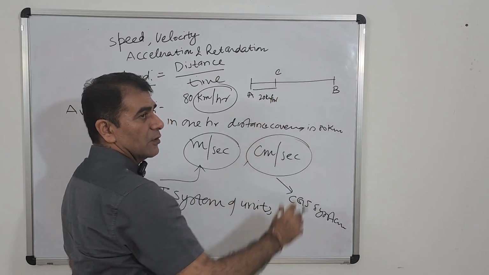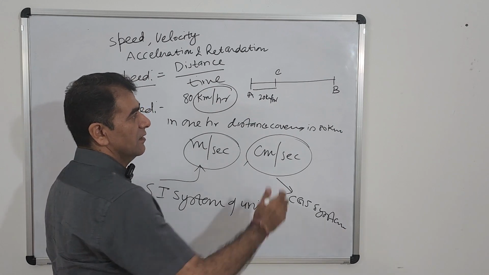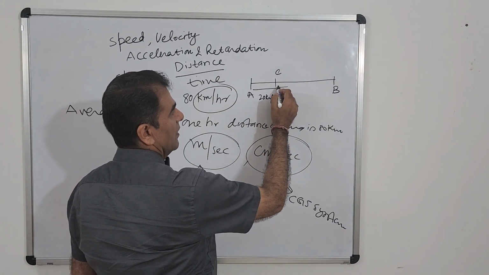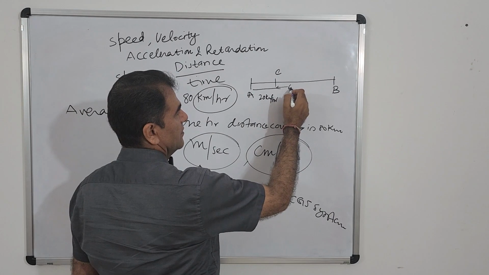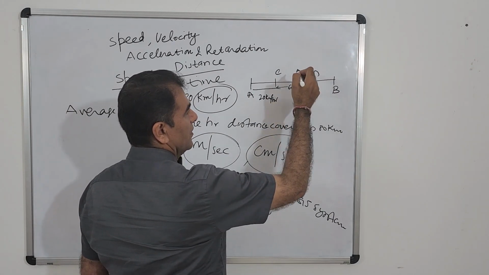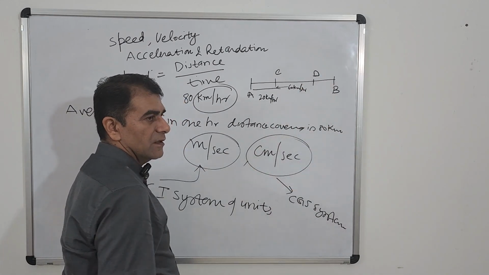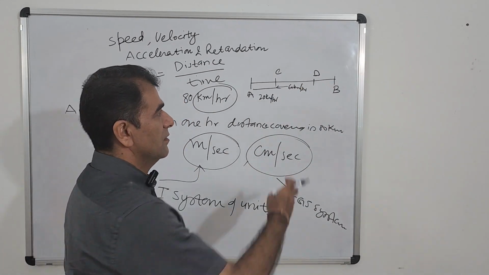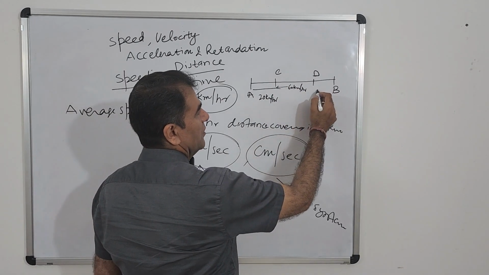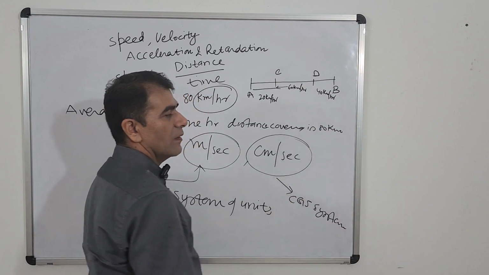Then the road was empty, having no traffic. That's why his speed was somewhat higher, say 60 kilometer per hour. Then at another point up to D, it was 60 kilometer per hour. Then from D to B, there was some traffic, and he reduced his speed from 60 to 40 kilometer per hour.